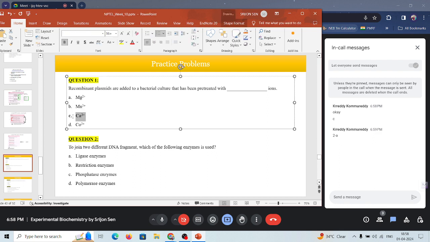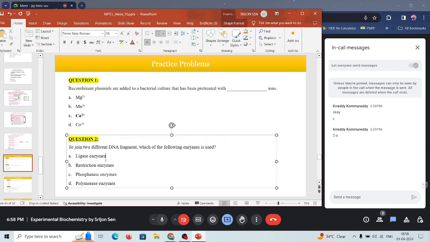Okay, next one. To join two different DNA fragments, which of the following enzymes is used? Ligase, restriction, phosphatase, or polymerase? Yes, so you say 2A. That is absolutely the correct answer. Ligase enzymes.